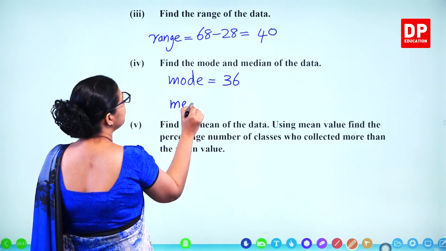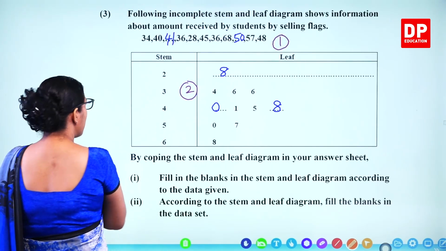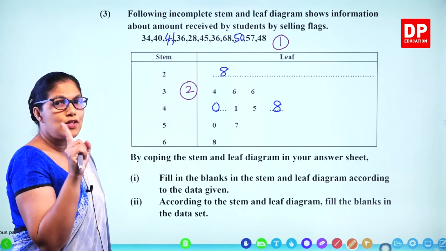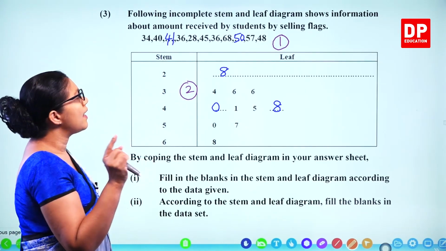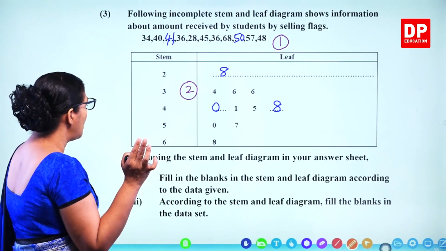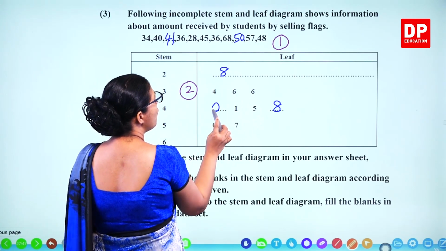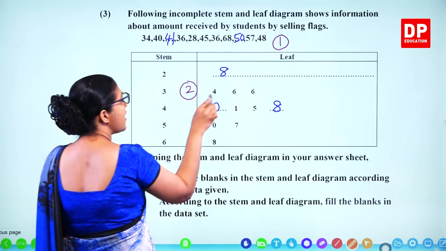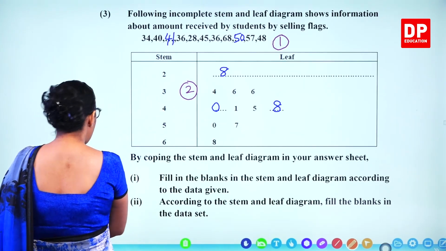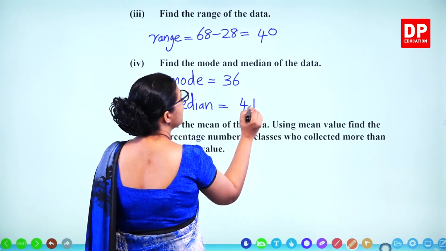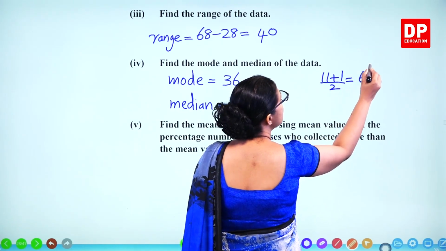What's the median? Median is the middle value. So how many data points are there? 11. So odd number, that means one middle number is there. 11 plus 1, 12. 12 divided by 2, that means the sixth one is the middle term. So the sixth one, how can you find out? Starting from here, 1, 2, 3, 4, 5, 6. So this is arranged in order. So the sixth one is 41. So the median is 41. How did you get it? So 11 plus 1 divided by 2, that's the sixth one.